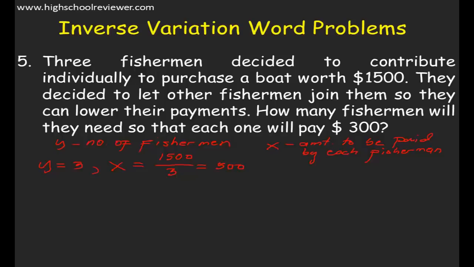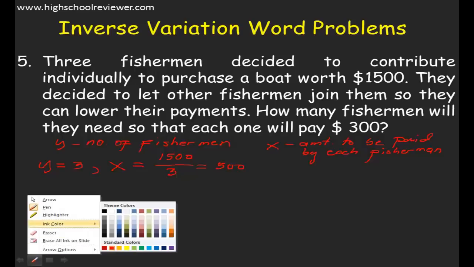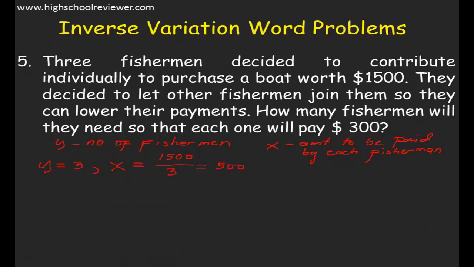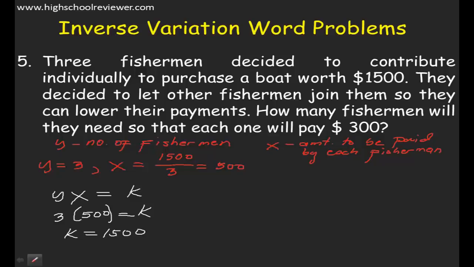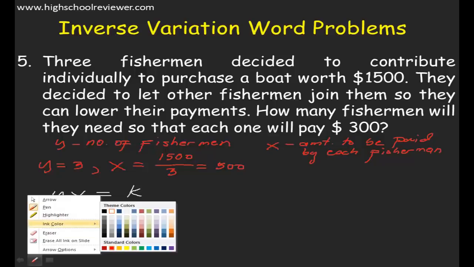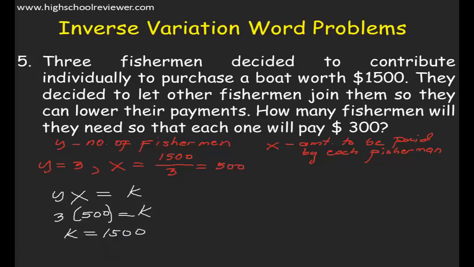Okay. And then we will find for k. So again, we will use the equation y multiplied by x equals k. Our y is 3 multiplied by 500, and that will be equal to k. So our k is also 1,500. And the initial values of y and x. Our y will be how many fishermen. So our y here will be the unknown when x is equal to 300.